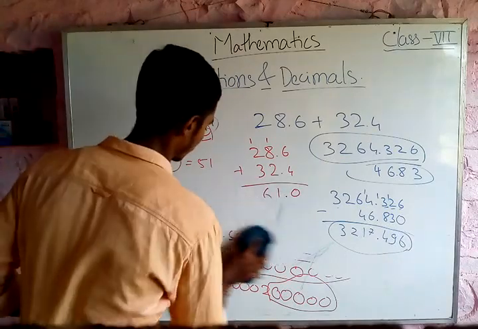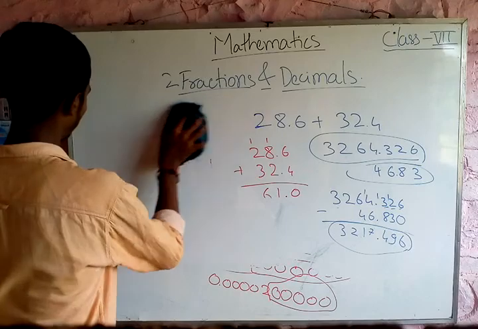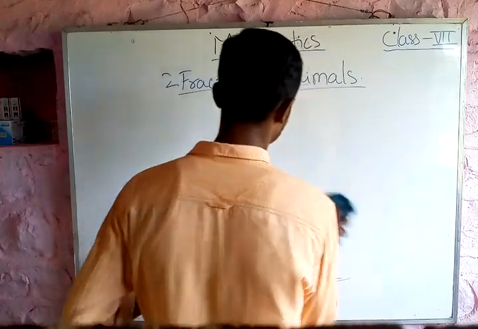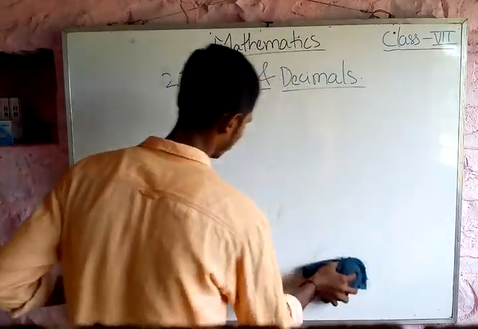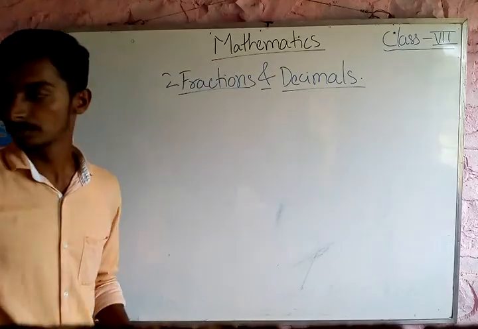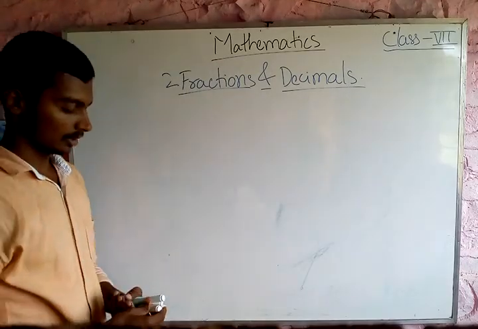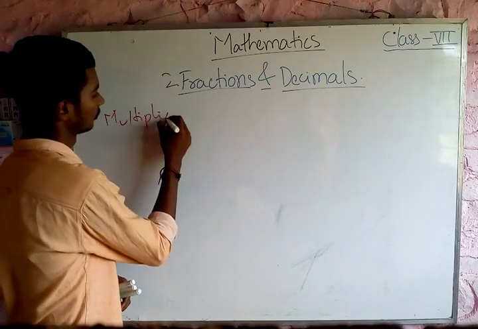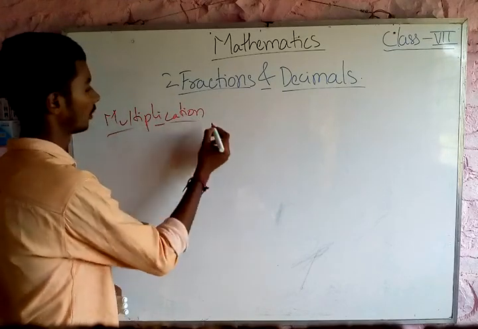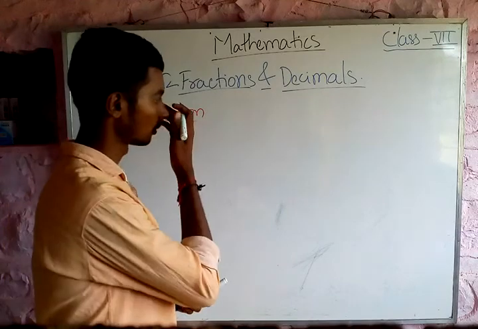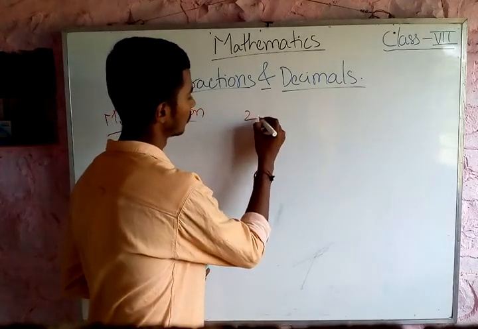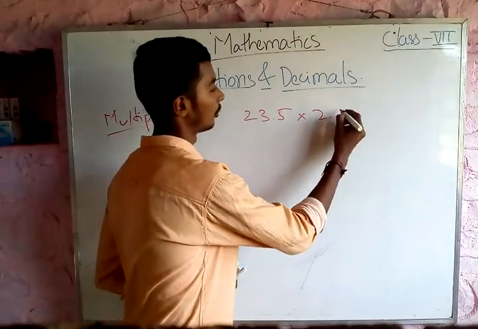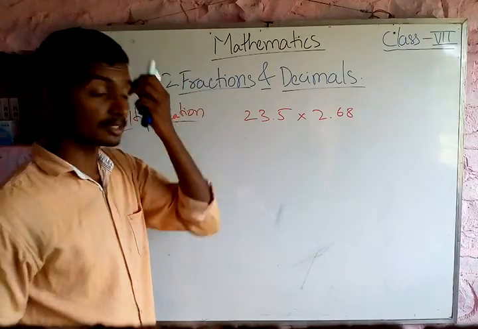Now we will look at multiplication. How to multiply decimal numbers. Okay, if I take examples 23.5 and 2.68. Okay, how to multiply these numbers?